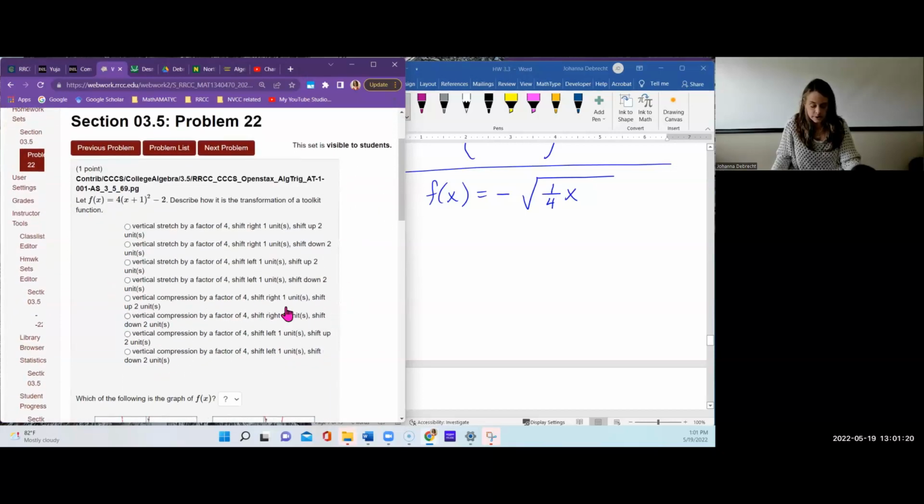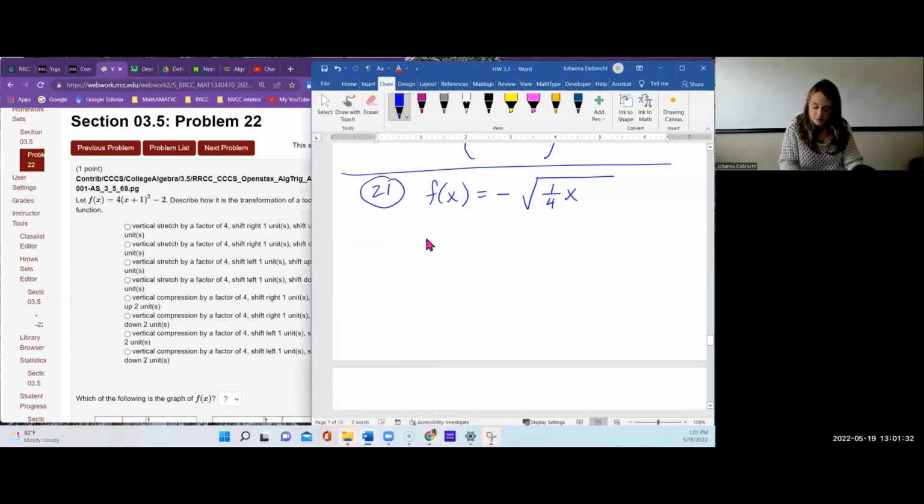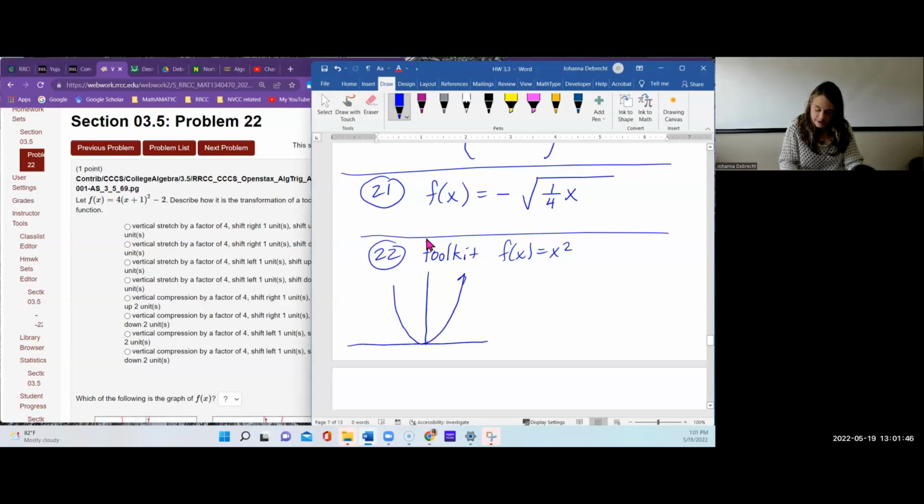Let's now go on to this one, which says f of x has been transformed such that we have 4 times the quantity x plus 1 squared minus 2. The toolkit function is going to be x squared. Remember that x squared is a parabola, and it has the basic 5 points of 0, 0, 1, 1, excuse me, negative 1, 1, 2, 4, and negative 2, 4.